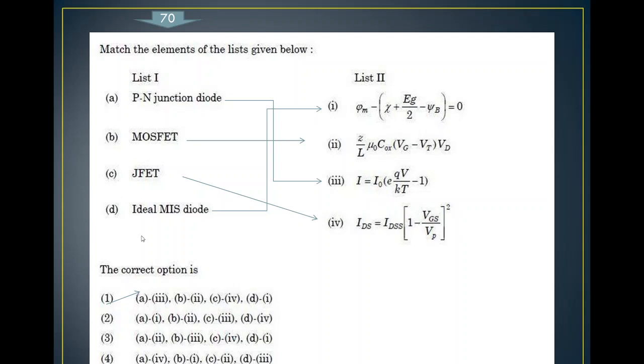And for D, ideal MIS diode is connected to first, that is sigma, that is epsilon m minus chi plus Eg by 2 minus psi B equal to 0.